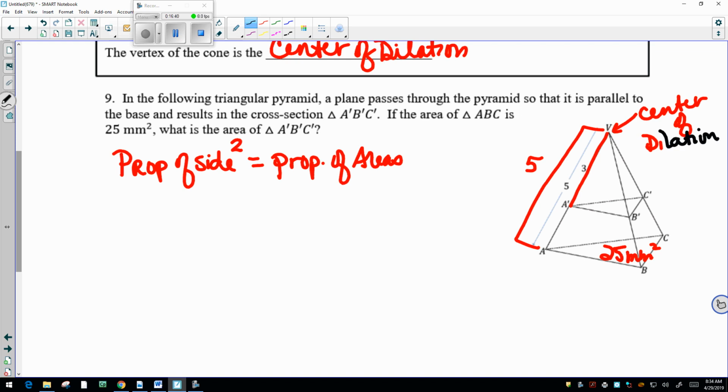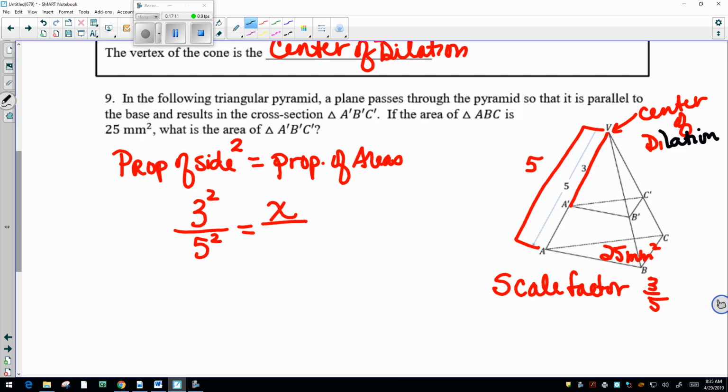Looking at these sides, your scale factor, or your comparison, is going to be 3 to 5. It's almost like our proportion of our sides, but we want to square it. So if I took the side length of 3 and squared it, and the side length of 5 and squared it, that's our scale factor squared, and it is equal to the proportion of the areas. Notice I'm going small to big. I don't know the small one. I do know the big one.